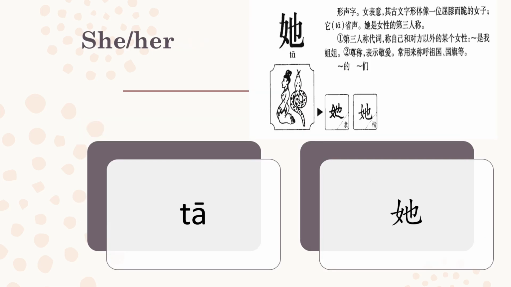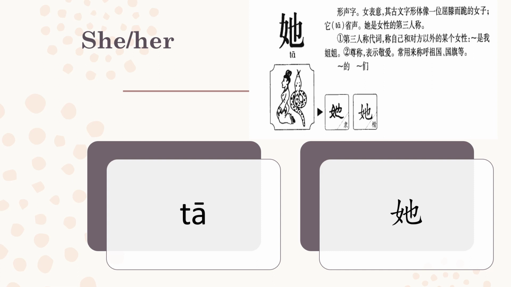Oh, and how do you say she or her? Still no difference, but it's just one character. It's pronounced as 她. This word, did you find there is a similar radical? The left part of 她 is a female, right? We have this radical in the character 好 as well.